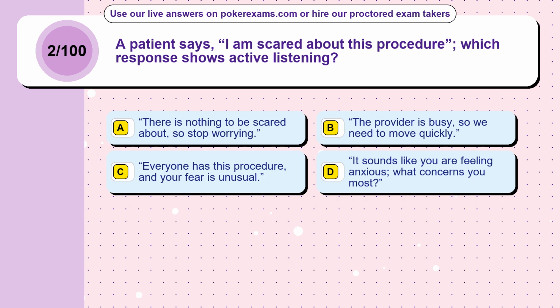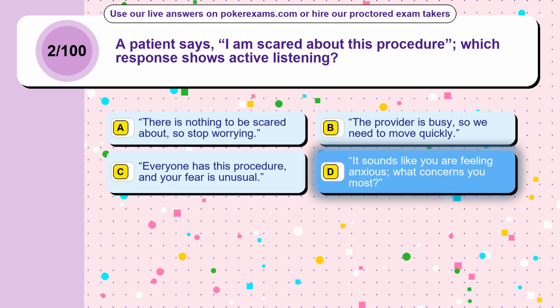Question 2. A patient says, "I am scared about this procedure." Which response shows active listening? Option A. There is nothing to be scared about, so stop worrying. Option B. The provider is busy, so we need to move quickly. Option C. Everyone has this procedure, and your fear is unusual. Option D. It sounds like you are feeling anxious. What concerns you most?